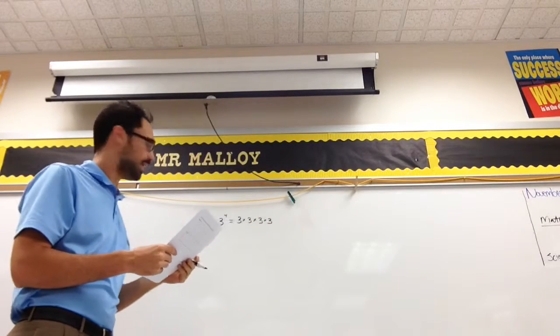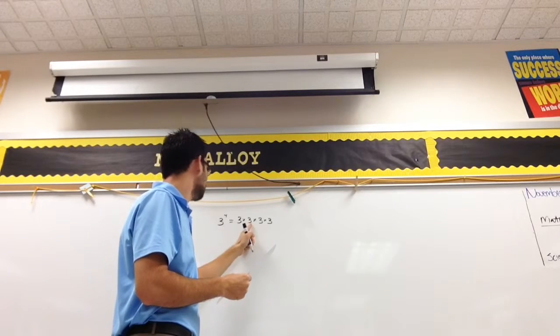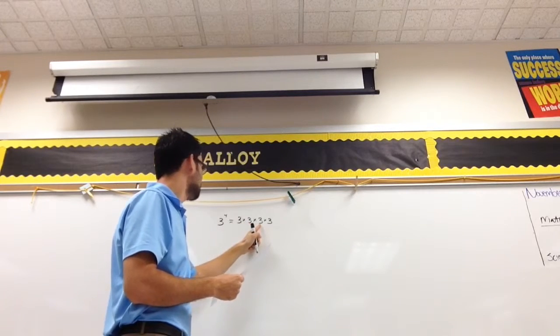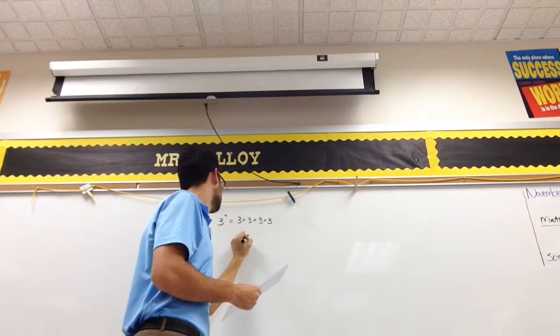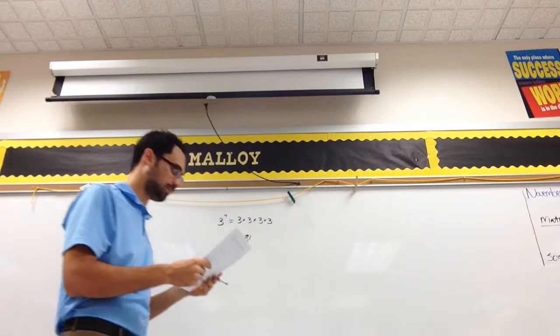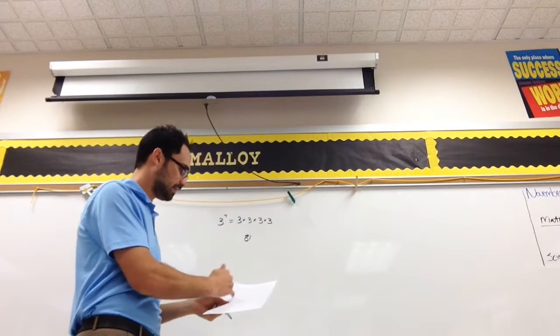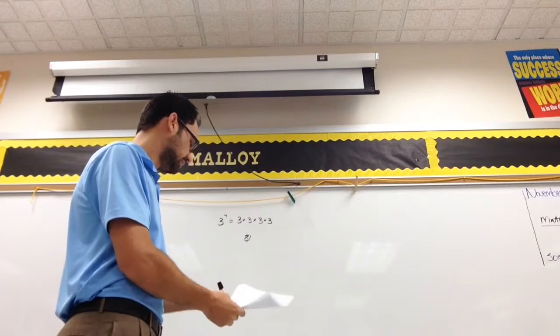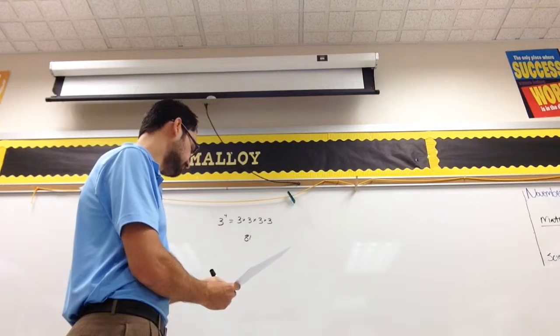Then it says find the value, and so I have to actually do the multiplication. 3 times 3 is 9. 9 times 3 is 27. 27 times 3 is 81. So that's 2 steps there. Okay, so try 7, 8, 9, and 10. And once you're done with that, we can go on to the next section.